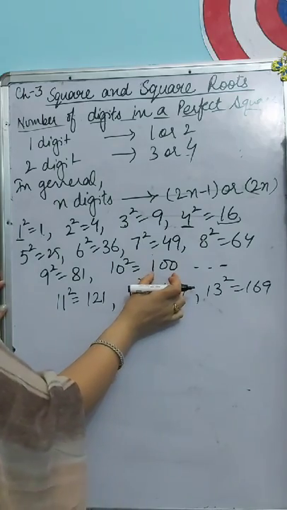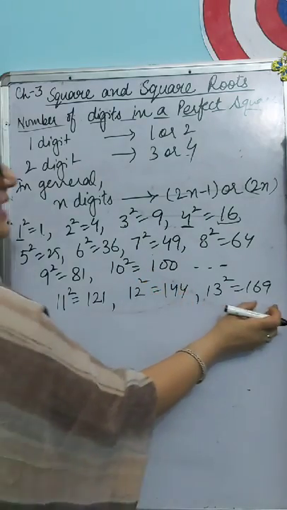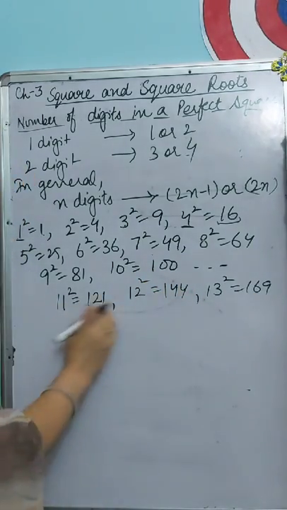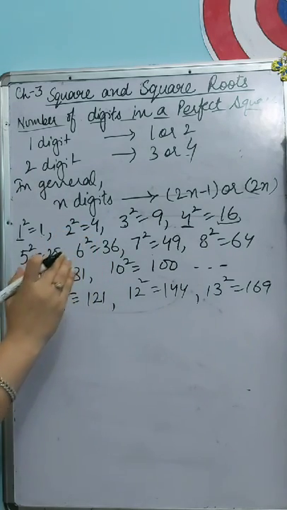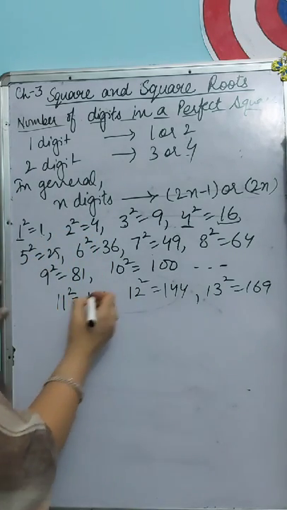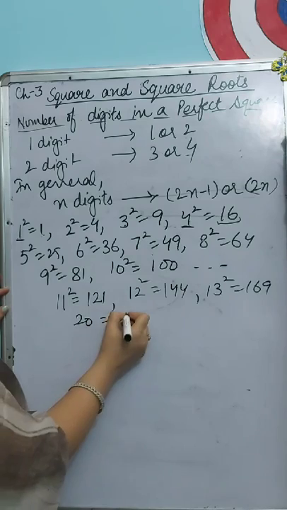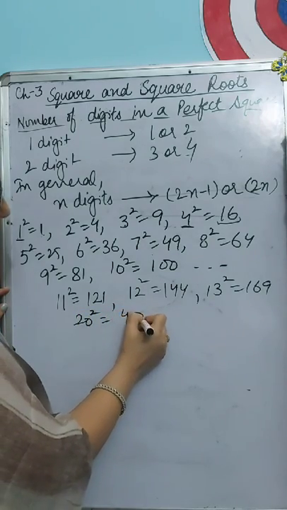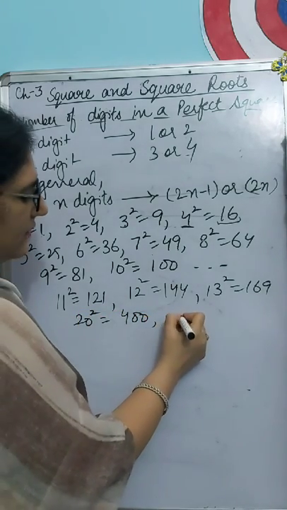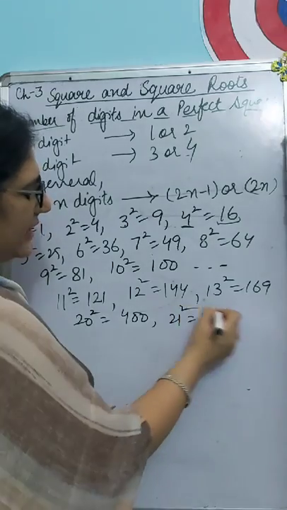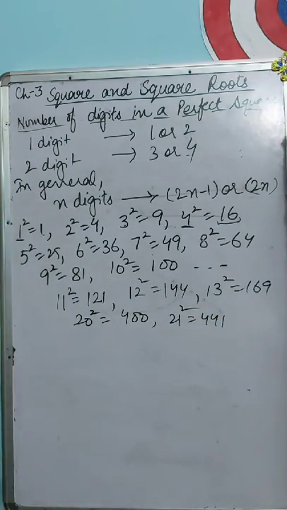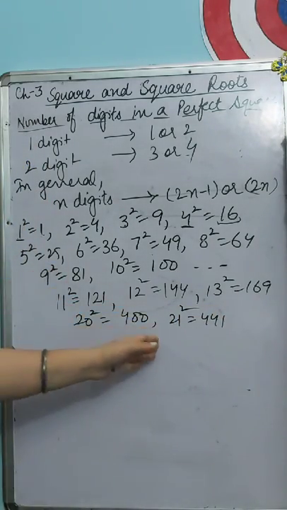You can see it is starting from 3 digits, so it will be rising as we move on. 15, 16, 17, 18, the numbers are going to rise. And when we move on to 20, 20 square is 400. Again 21 square is 441, and so on. When we move on to higher numbers, the number of digits is going to increase.